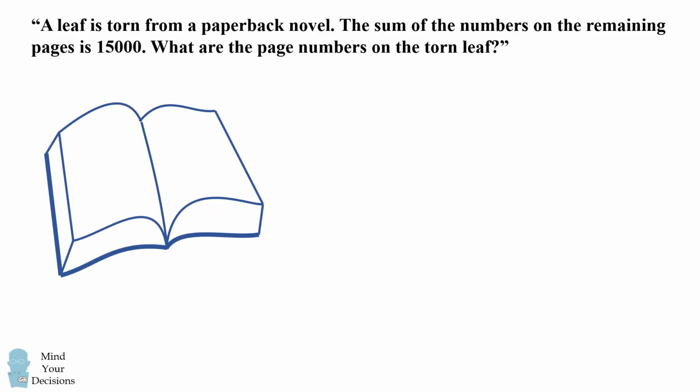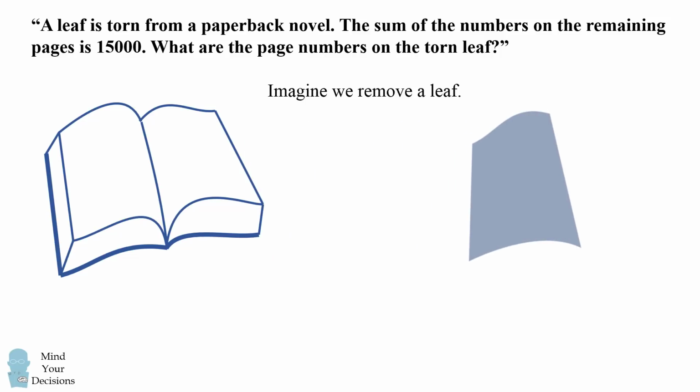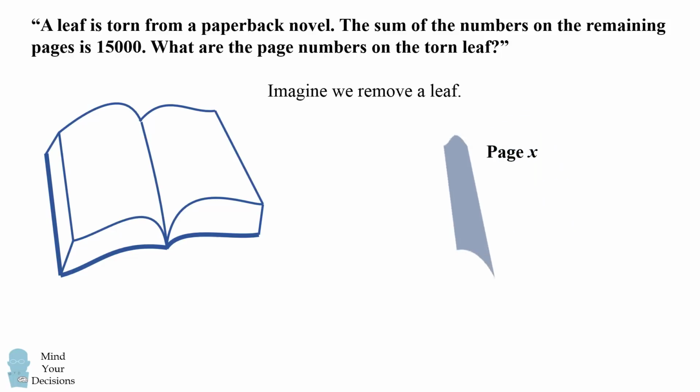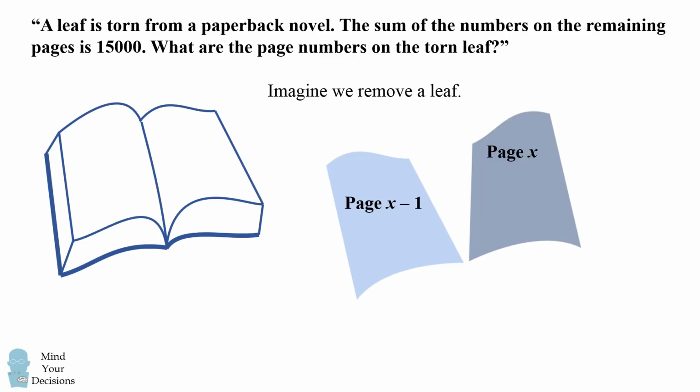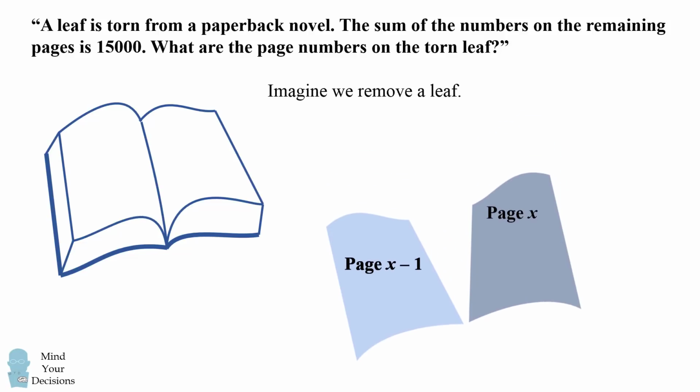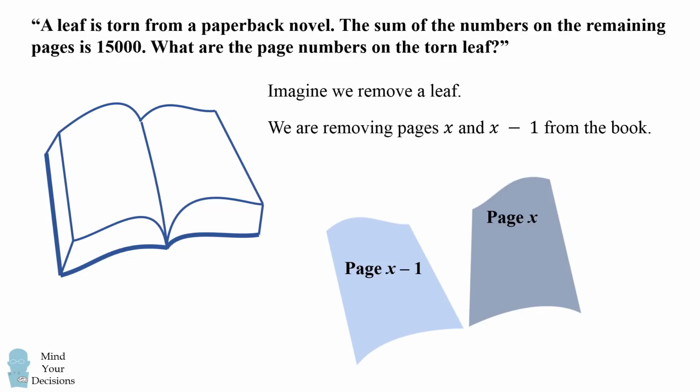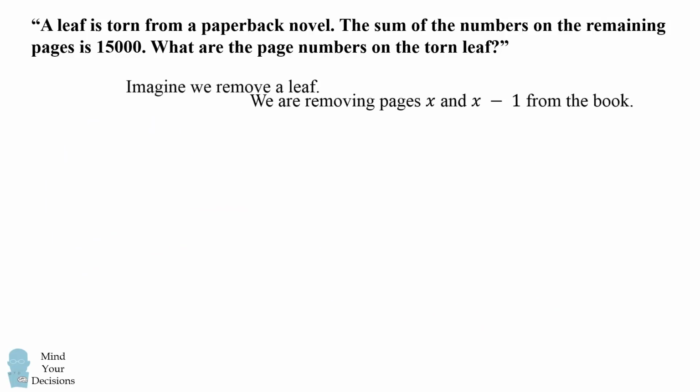So what happens if we remove a leaf from the book? Let's imagine we rip this page from the book. Well, this page would have a number of x. Now, what would be on the opposite side of this leaf? We would have another page number, say x minus 1. In other words, when we remove a leaf from the book, we're removing two sequential pages, pages numbered x and x minus 1 from the book.